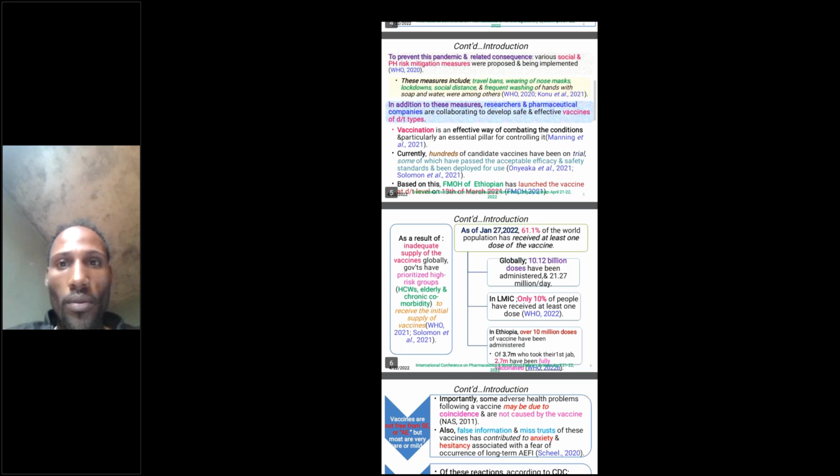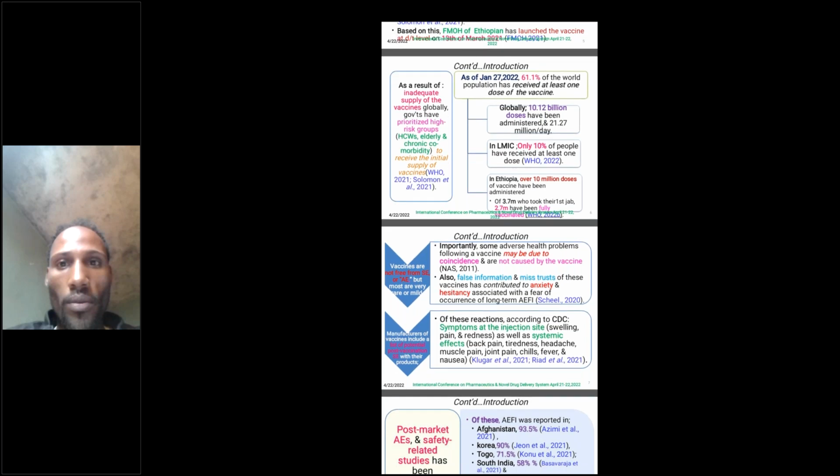Based on this, the Federal Ministry of Health of Ethiopia launched the vaccine to be given to the community on the 13th of March 2021. As a result of inadequate supply of the vaccine, they have prioritized high-risk groups, especially health workers, the elderly, and those with chronic comorbidities, to receive the initial supply of the vaccine. And nowadays, about 61% of the world population has received at least 1 dose of the vaccine.